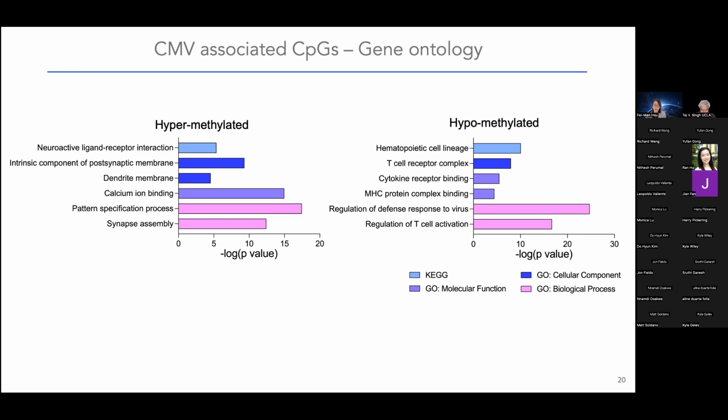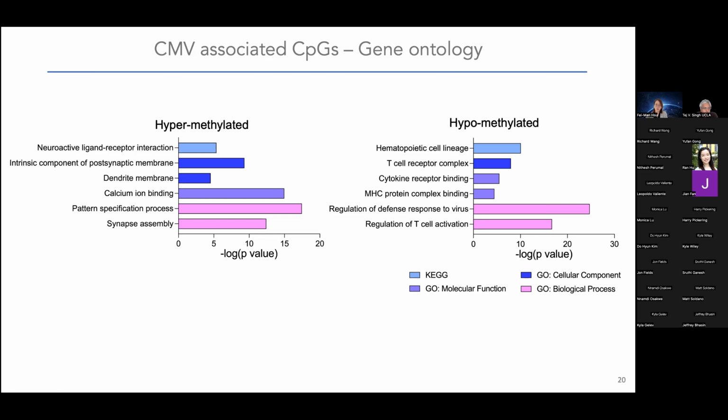And for those hypomethylated regions, related to upregulation of that group of genes, they are more related to the immune systems. For example, hematopoietic cell lineages, T cell receptors, MHCs, and also MHC complex. Which makes sense because once the human gets infected with the virus, their immune systems might go up, which is also showing up in those hypomethylated group of CpG loci.